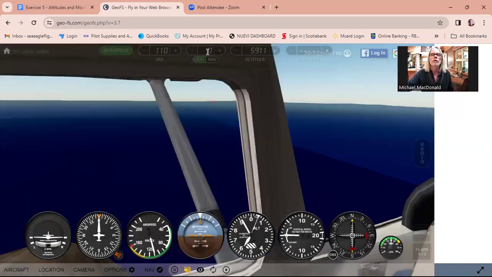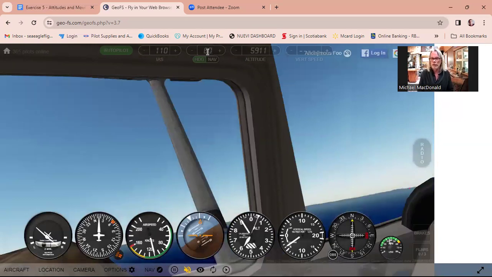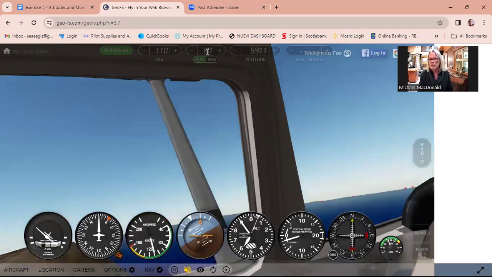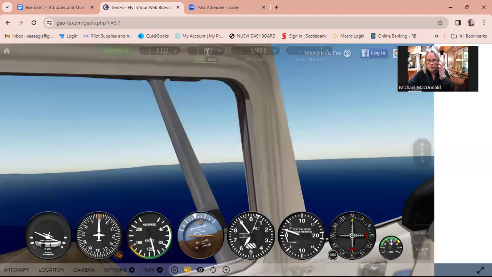And we'll turn to the right. 60 degrees, that should be good. And notice that the right wing is now up from the horizon during the turn because the aircraft is banked, and we're turning. And then we're back to level.